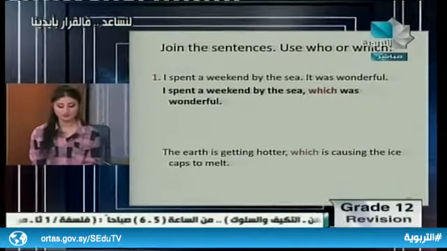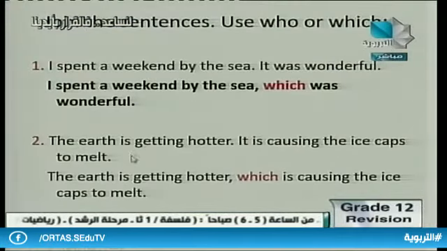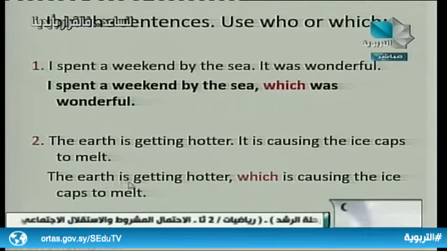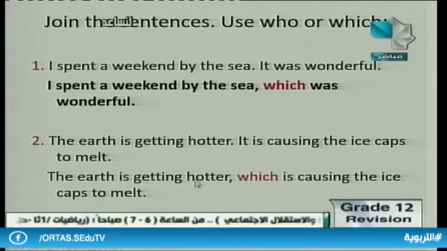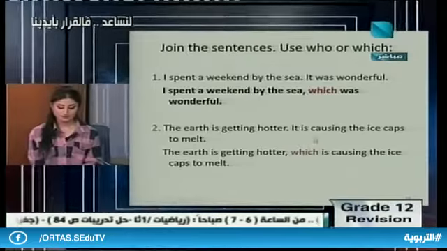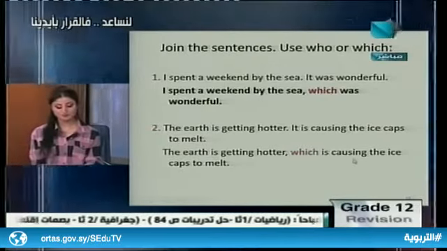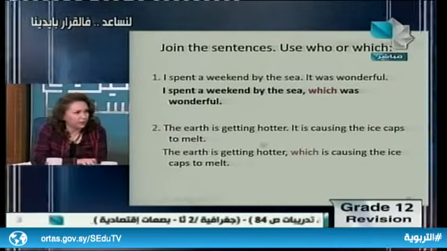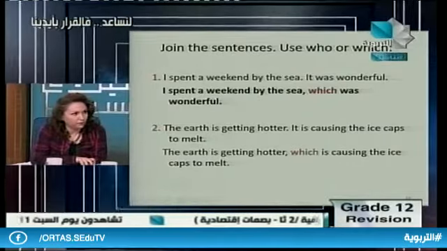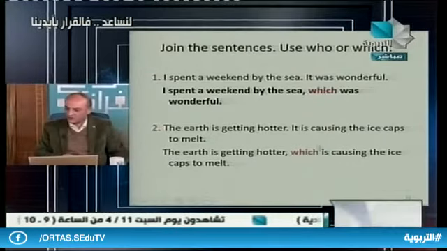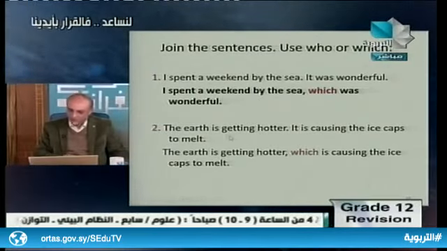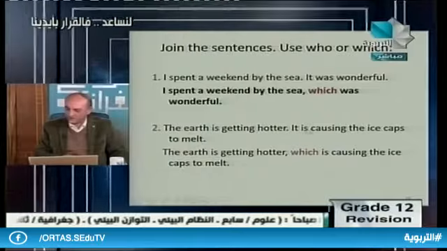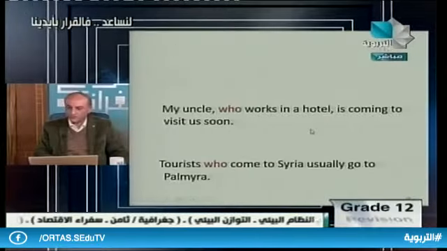Thank you. Okay. Yes, now the earth is getting hotter. It is causing the ice caps to melt. We join them using which, and we put a comma before the second sentence. So the earth is getting hotter, which is causing the ice caps to melt. I mean, this issue, this matter, is causing the ice caps to melt. What matter? The earth is getting hotter. Yes. That's it. Good.